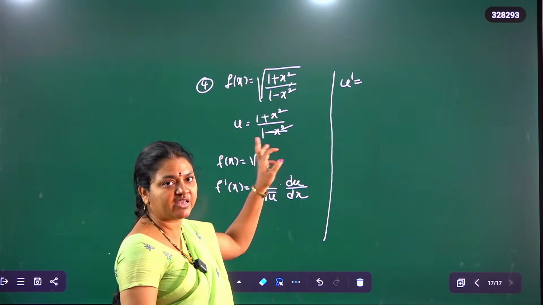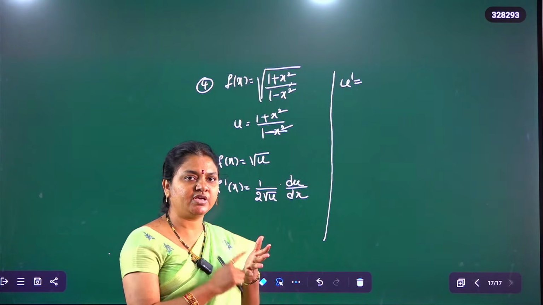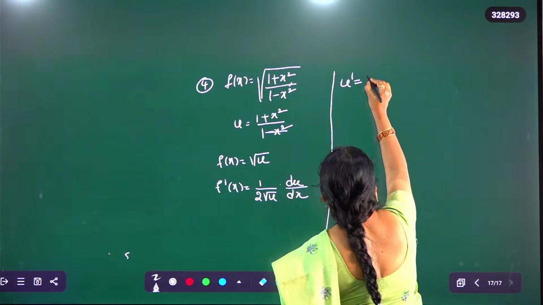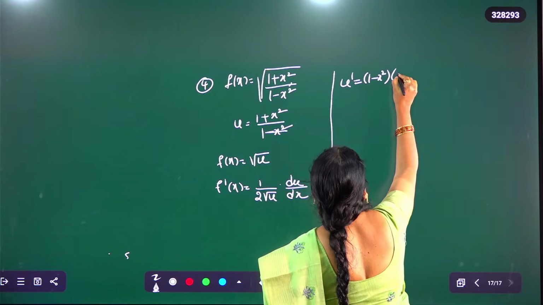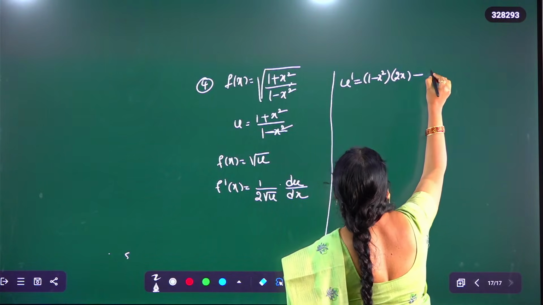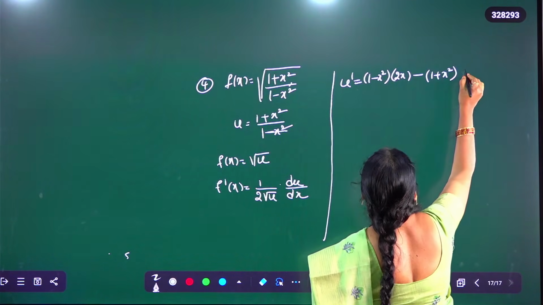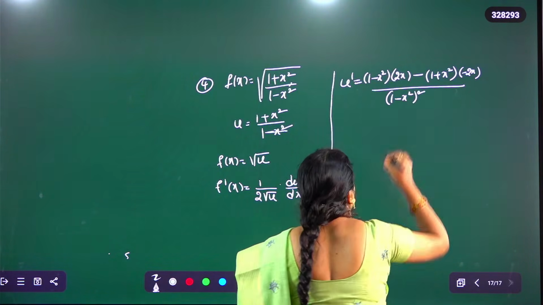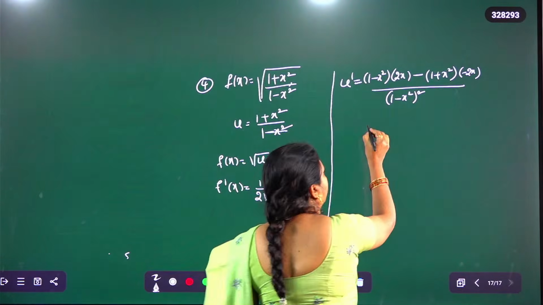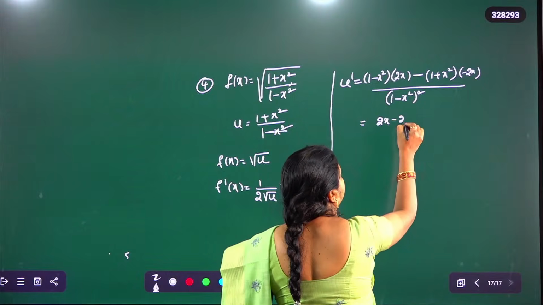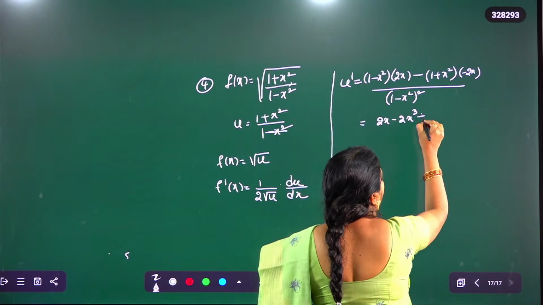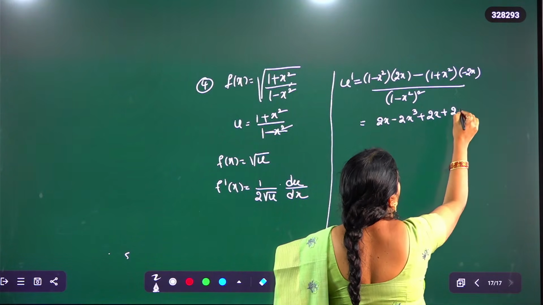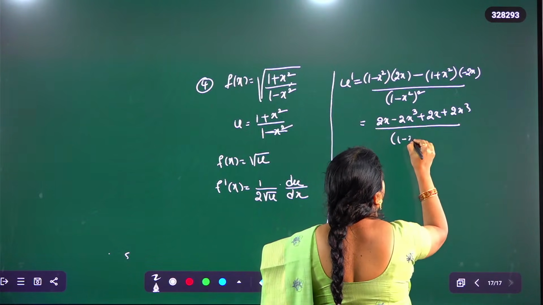This is just like u by v. U by v means v u dash minus u v dash by v square. So v as it is we write 1 minus x square, and this is 2x, minus 1 plus x square and here minus 2x, by 1 minus x square whole square. By doing this we get 2x minus 2x cube, minus into minus plus 2x, plus 2x cube by 1 minus x square the whole square.